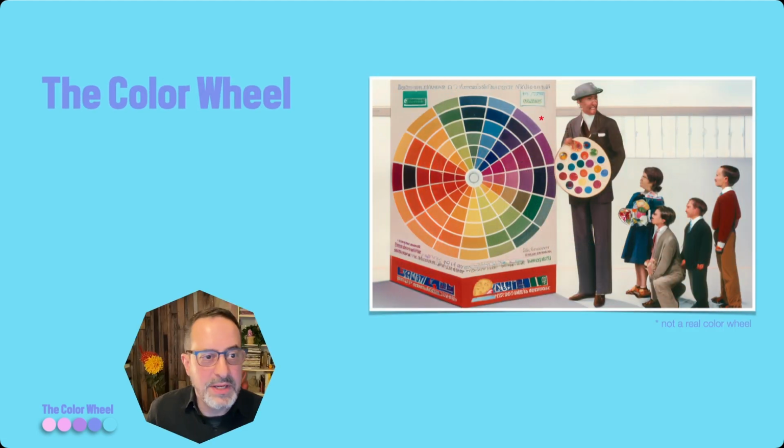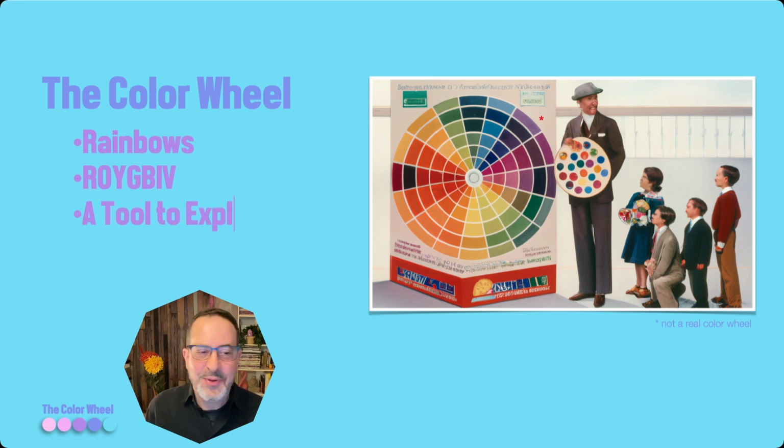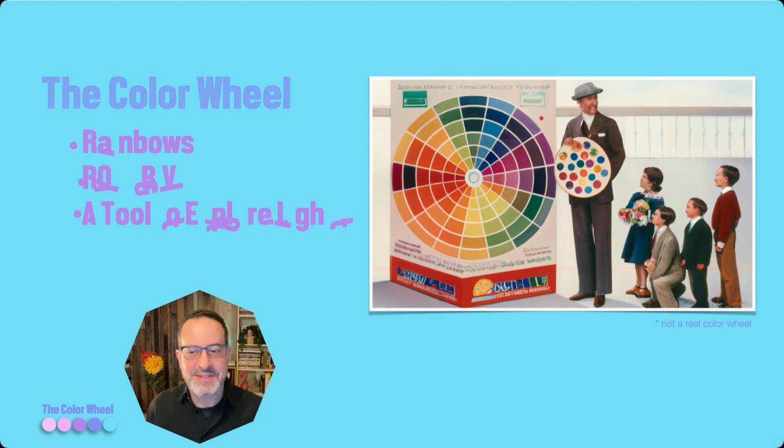Here is what we'll be talking about in this section. We'll start with talking about rainbows. There's colors in rainbows. We will then move on to talk about ROYGBIV. What are these letters? We'll also learn how this can be a tool for us as we explore what light is and how light behaves and how light is perceived by our eyeballs.